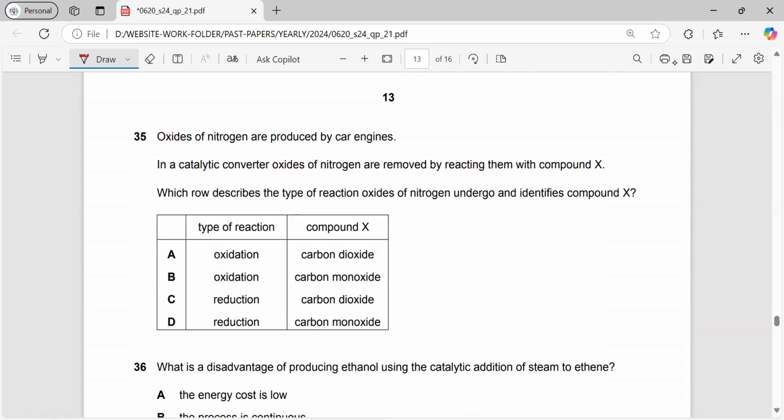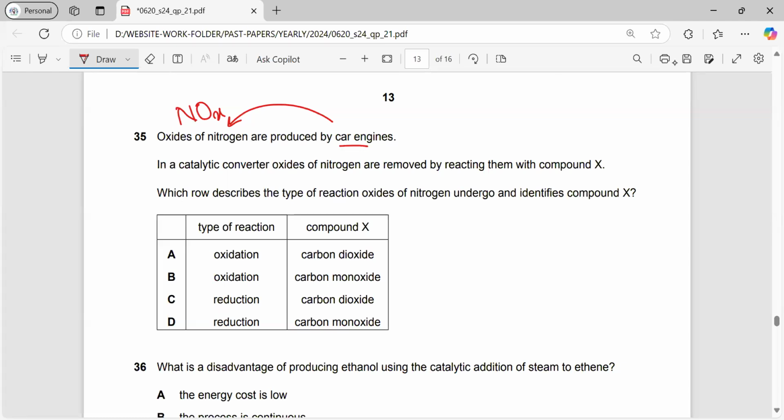Next question. Oxides of nitrogen are produced by car engines. In a catalytic converter, oxides of nitrogen are removed by reacting them with compound X. Which row describes the type of reaction oxides of nitrogen undergo and identifies compound X?